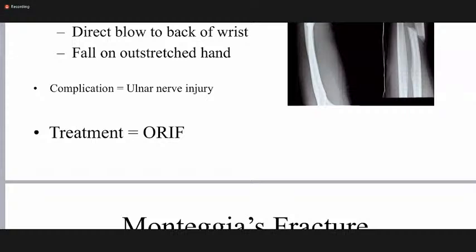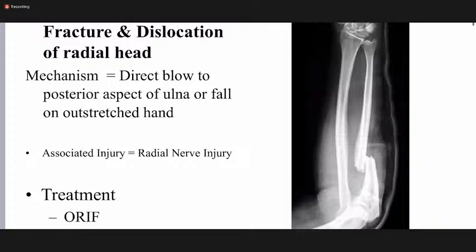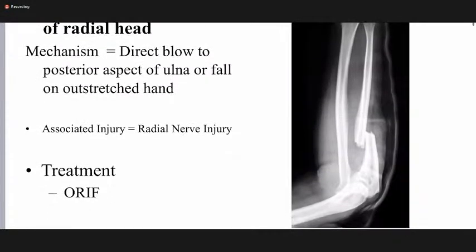Next, the Monteggia fracture is a fracture of the proximal ulna. You can see the fracture there with the dislocation of the radial head more proximally. Okay, fracture of the proximal ulna with dislocation of the radial head is known as Monteggia fracture, usually due to direct blow to the posterior aspect of the ulna or even fall on the outstretched hand. The radial nerve may be injured. For this, again, open reduction, internal fixation.